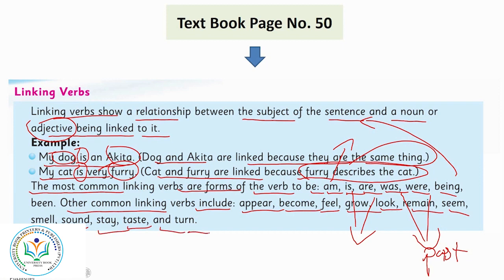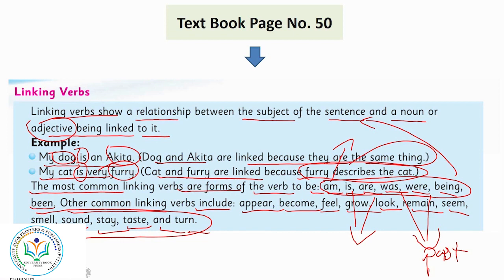But one thing always remember, dear students: if we don't have these linking verbs in a sentence, then other verbs can act like a linking verb. But if we have am, is, are, was, were, being or been in a sentence, then they act as the linking verb. If we don't have them, the other verbs act like a linking verb in the sentence.